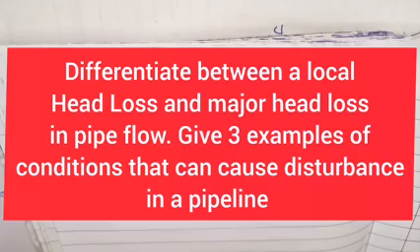So now we're on section 3, question 6, which is the final question for this 2021 examination. Question 6a says: differentiate between a local head loss and major head loss in pipe flow. Give three examples of conditions that can cause a disturbance in a pipeline. All right, so let's start with the first question.